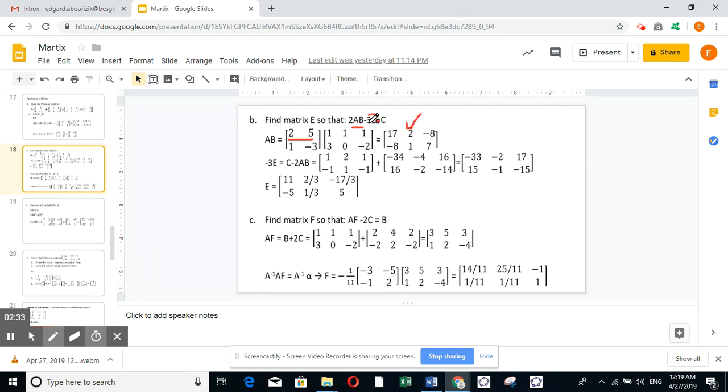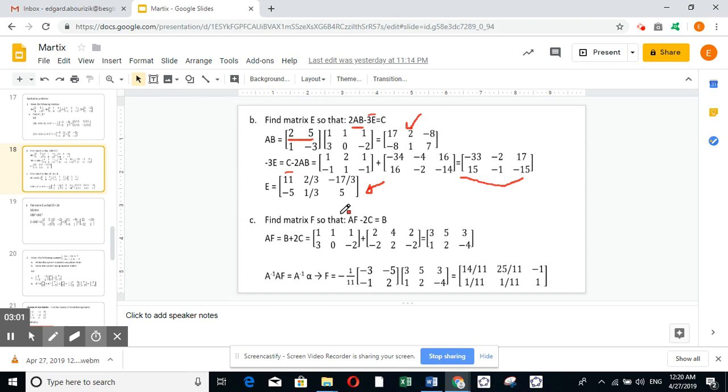So I want to find matrix E, so minus 3E equals C minus 2AB. This one I multiply by 2 and add it to matrix C. I add each entry as we did in the first video. Now I divide each entry by minus 3, and I get this answer. This is a recall, we did it in the first video.